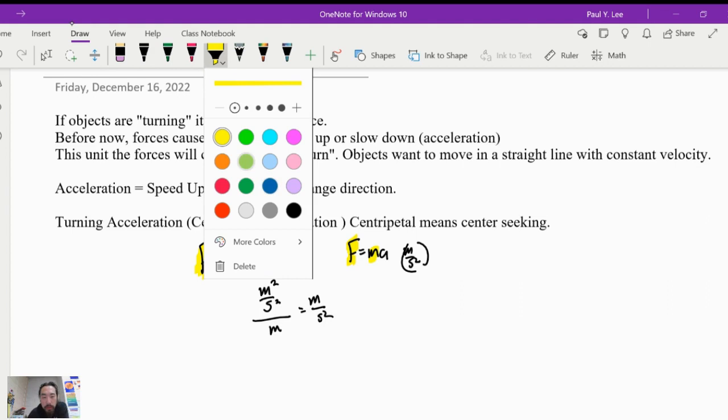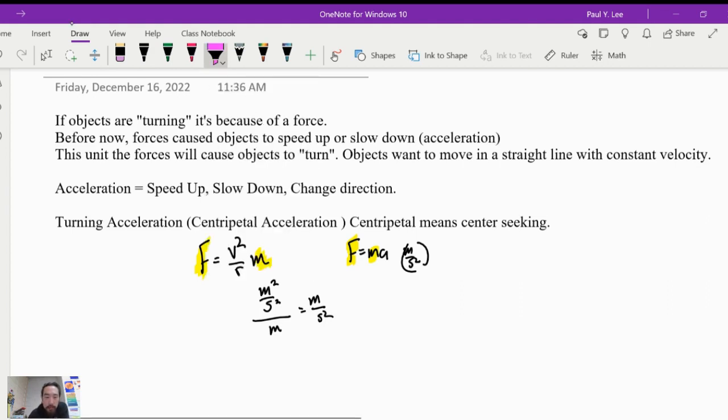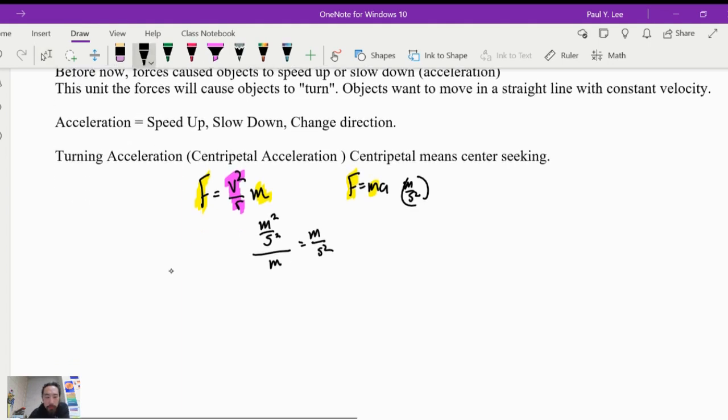So this middle term right there, I'm going to highlight it in pink. That is your turning acceleration, or more appropriately named, your centripetal acceleration. So here's your first official formula. Centripetal acceleration, so that's a subscript c, and that subscript c tells us that we are looking at a centripetal acceleration, is equal to v squared over r.